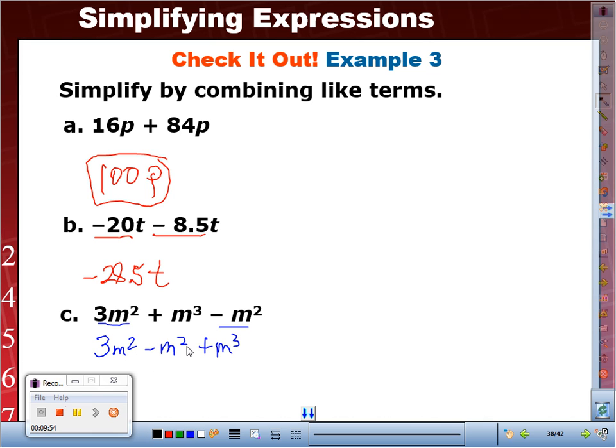What did I just do? What is that property? Commutative property of addition. From there, if I group these, m squared, combine the coefficients. This is 3 and negative 1, that is 2. Bring down the m cubed, and I'm done. Hands up if you got all three of them.